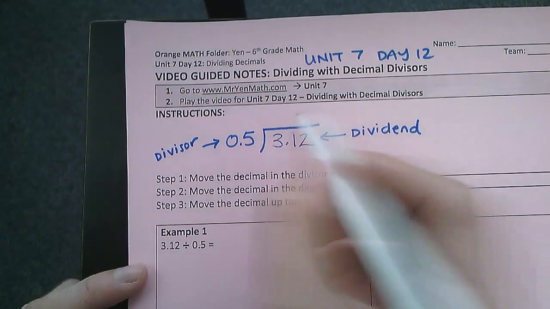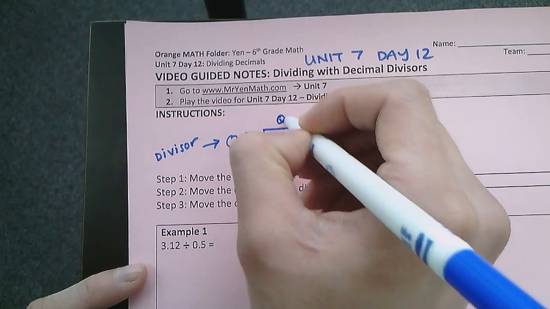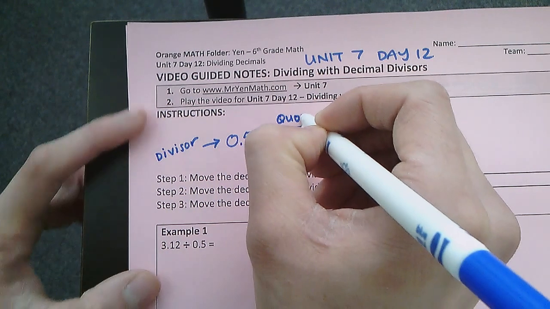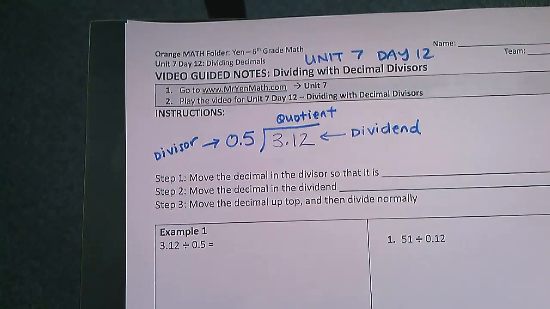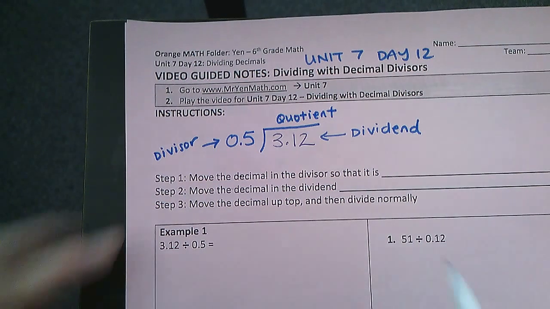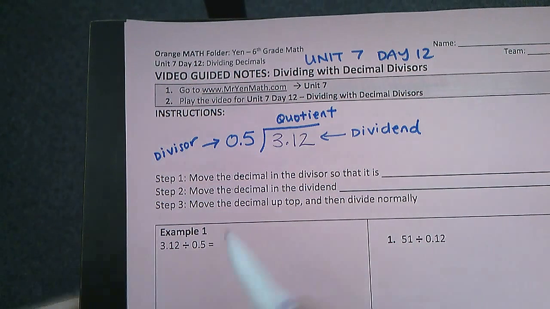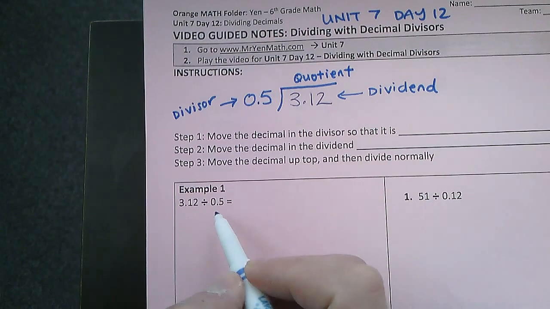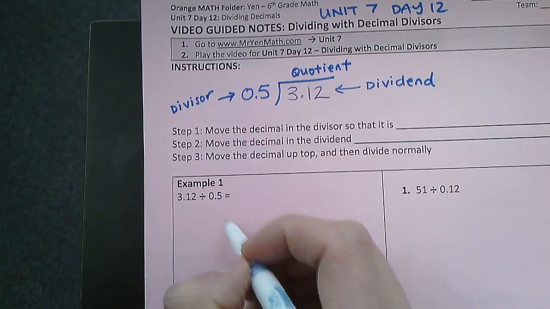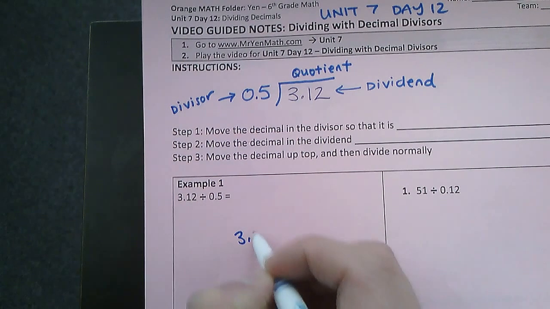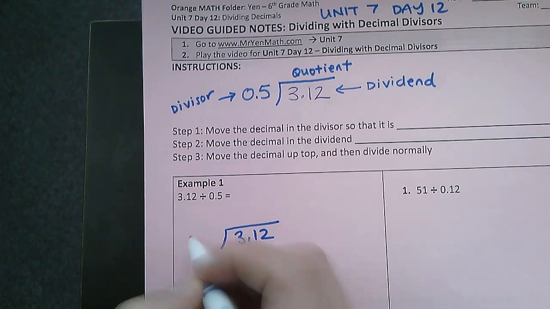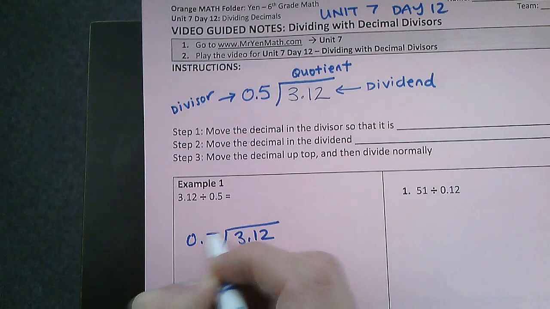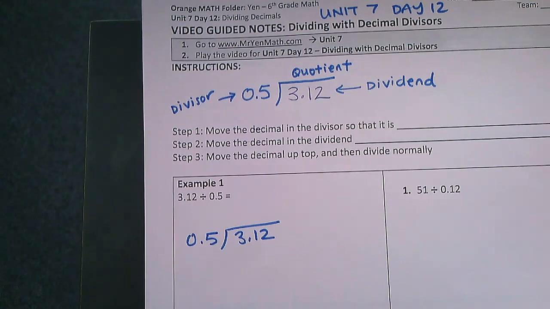And then our answer is called the quotient. Q-U-O-T-I-E-N-T. Quotient, just like that. And let's set it up down here in example 1. 3.12 is our dividend. 0.5 is our divisor.